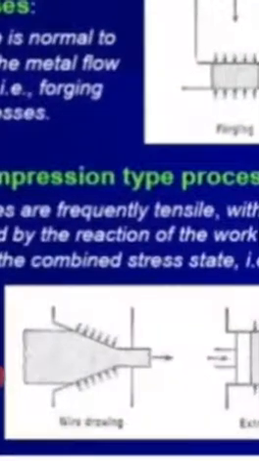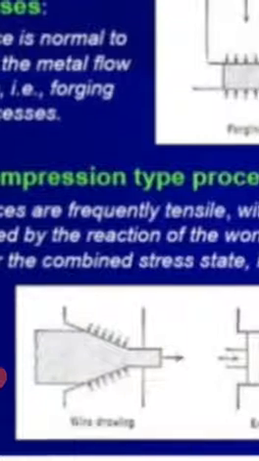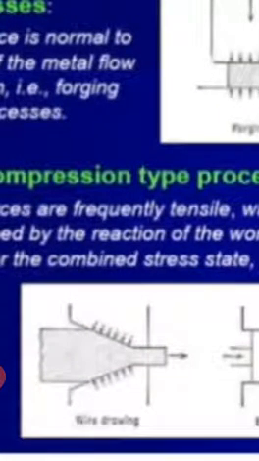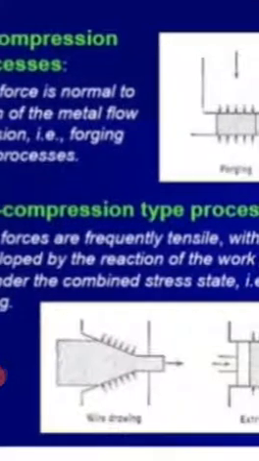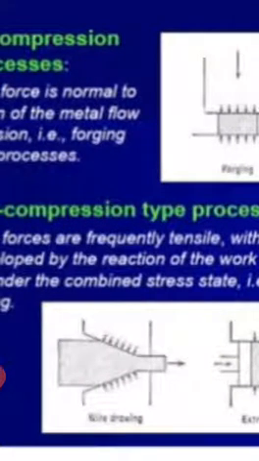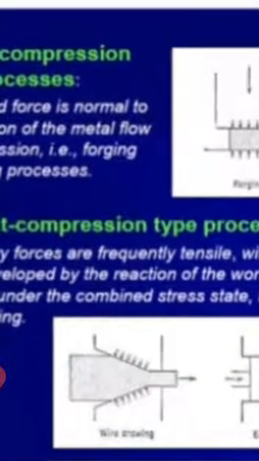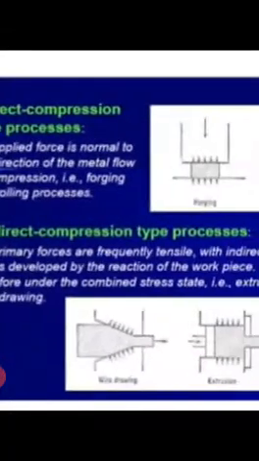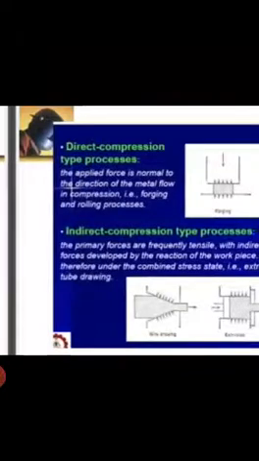But in indirect force, the primary applied force to the workpiece is tensile in nature. Indirect compressive force developed due to the reaction of the workpiece with the die surface reaches a high value, resulting in plastic deformation of the work metal. The metal flows under the influence of combined stress, the compressive force being high in at least one of the principal directions. For example, wire drawing and deep drawing are classified as indirect compressive type processes.